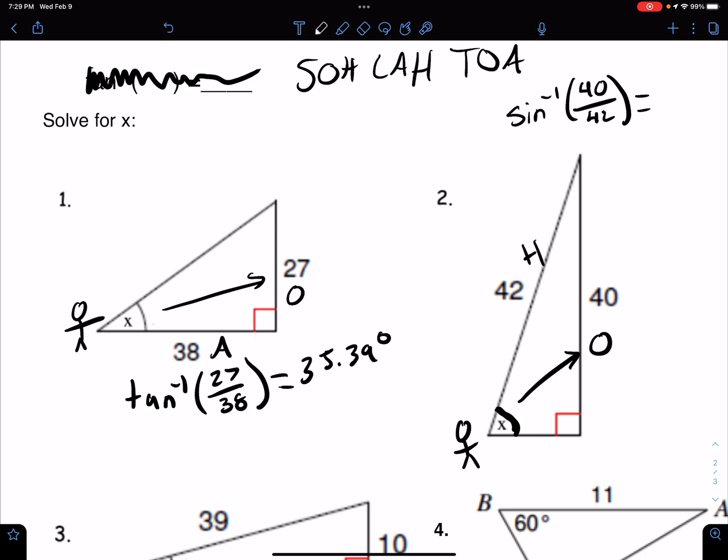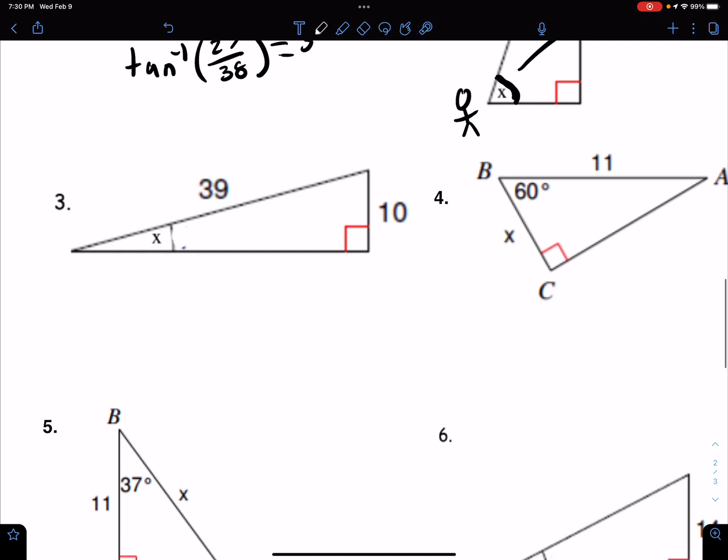Okay, so let's do it. So the inverse of sine of 40 divided by 42. That's going to be roughly 72.25 degrees. Okay, so 72.25 degrees. On to the next one.